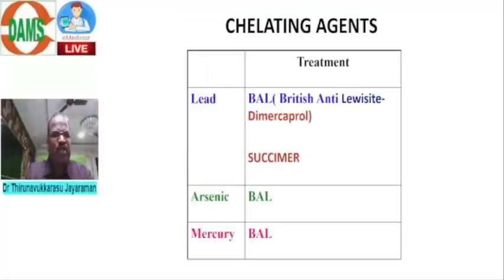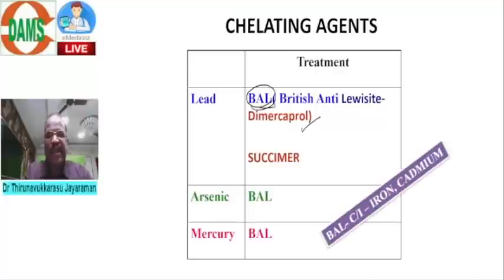In fact, other options, look here. We have one thing called British anti-lewisite, also called dimercaprol. It's a broad spectrum chelating agent useful for lead poisoning, arsenic poisoning, mercury poisoning. In fact, succimer was also tried for lead poisoning. But one more point, even though British anti-lewisite is a broad spectrum antidote, it is contraindicated for treating iron poisoning and cadmium poisoning because British anti-lewisite forms a toxic complex when given with iron or cadmium. So for treating iron poisoning and cadmium poisoning, BAL is contraindicated.